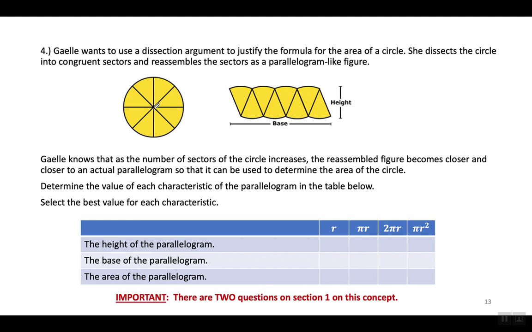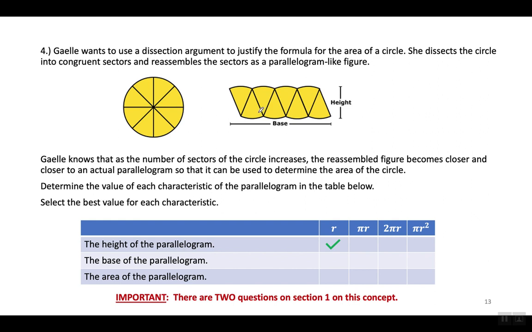First of all, the height of this parallelogram. The height of this parallelogram is not exactly, but close to this line, more or less. And what is this red line? This red line is the radius of the circle. That's very important. So the height of the parallelogram is best represented by the radius. That's your first answer here: the radius of the circle.